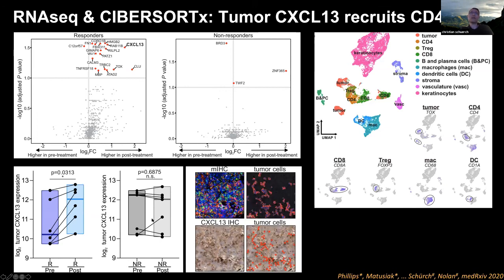And we also confirmed this by doing immunohistochemistry for CXCL13. This is a well-known marker for example, angioimmunoblastic T-cell lymphoma. And we could show in our Vectra data that CXCL13 is mainly expressed in tumor cells.